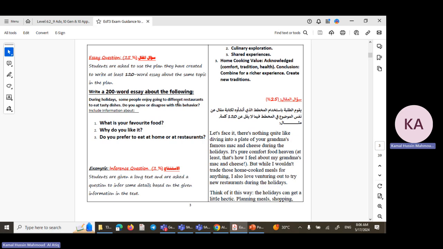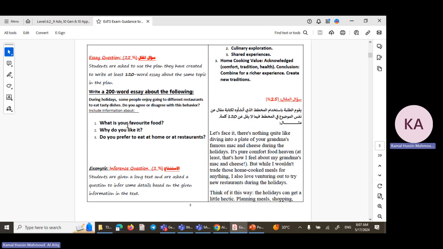During holidays, some people enjoy going to different restaurants to eat tasty dishes. Do you agree or disagree with this behavior? In your essay, you have to cover what is your favorite food, why do you like it, do you prefer to eat at home or at restaurant. In the introduction, I want you to talk about the importance of restaurant and food in general. Compare between food in the past and nowadays. Then you will say, in this essay, I will talk about my favorite food.